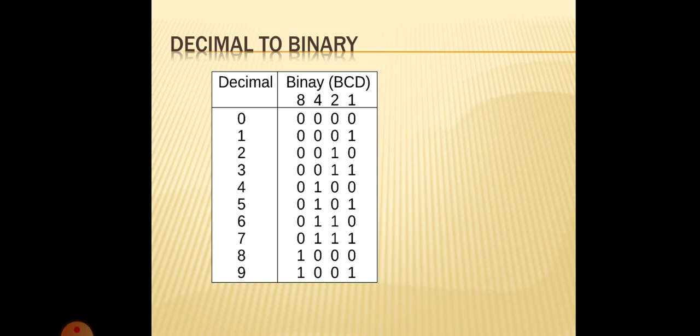Decimal number 6 is represented as 0110. Decimal number 7 is represented as 0111. Decimal number 8 is represented as 1000. And decimal number 9 is represented as 1001. So this table shows the decimal to binary conversion. There is a mathematical way to convert it, we will see that later. This is the basic concept of decimal to binary.